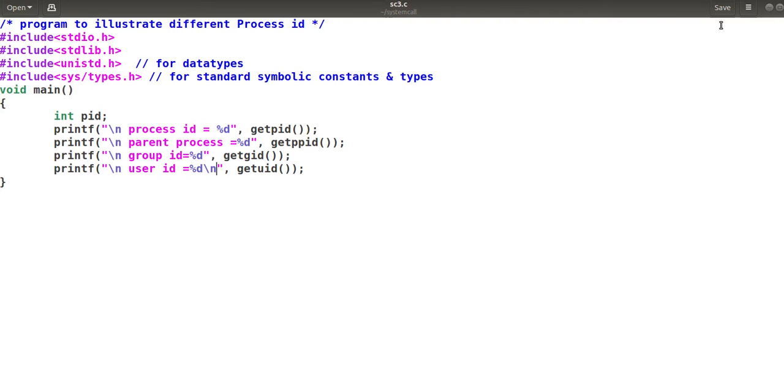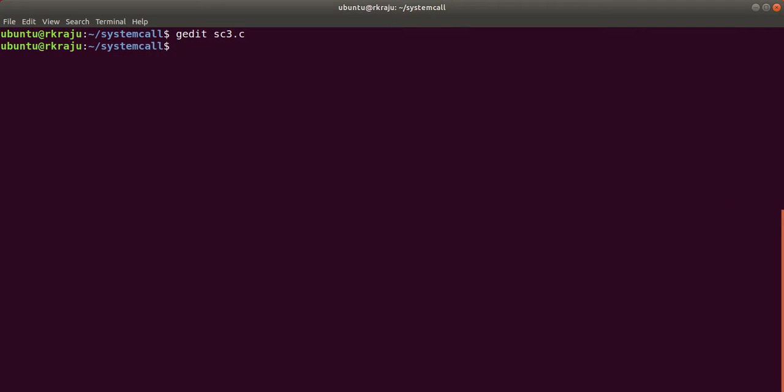Now to run this program, we need to save the program and then close it. Now compile this program with the command cc sc3.c. Once the program has compiled, for execution, ./a.out. These are the steps to follow to run a small simple C program, which we have already discussed in our previous lectures. The same approach is repeated here for system calls also.